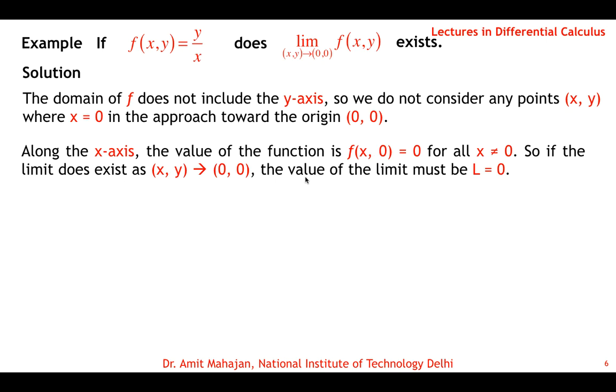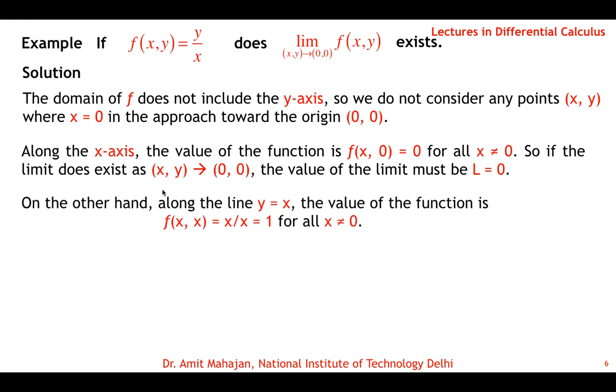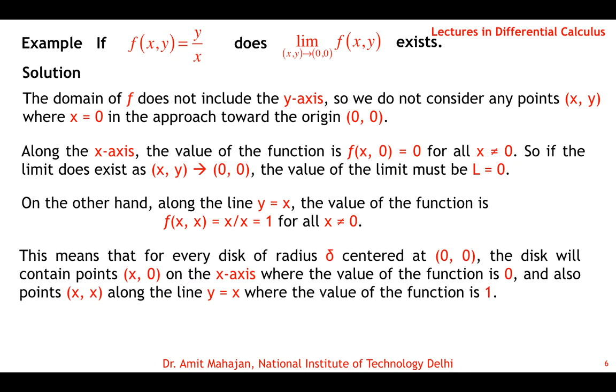Now, on the other hand, along the line y equal to x, if you move along this line y is equal to x, the value of the function is x by x, because y is substituted as x, which is equal to 1 for all x non-zero. So if we move along the line y is equal to x towards the origin, because the function is everywhere 1, the value of the limit should be 1 along that line.